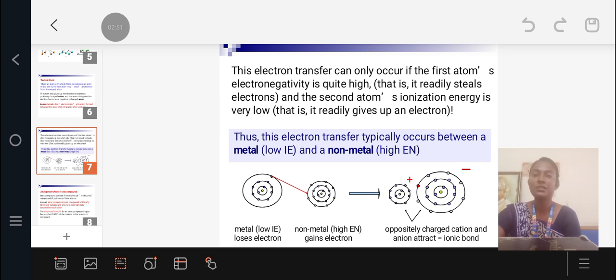The first picture is the metal, the second one is the non-metal. Metal has low ionization energy and loses electrons, as well as non-metal has high electronegativity. It gains the electrons from metal, and they are converted into oppositely charged cation and anion. This is called ionic bond.